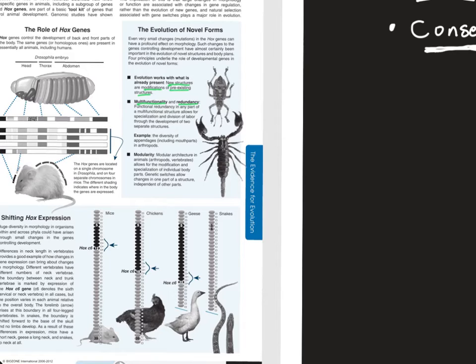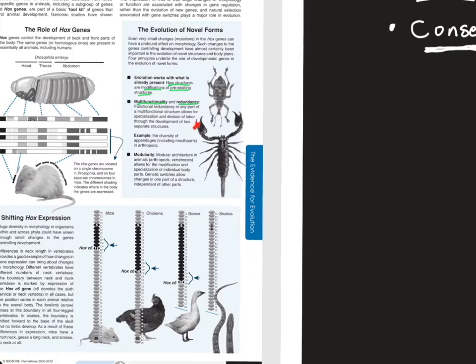Apes, for instance, can grasp things with their feet as well as their hands. It's relatively redundant, and humans don't normally grasp things with their feet. They use them mainly for walking, because we walk on two legs. There's just one example. Here's another example of how you might be able to use the same structure in different ways.